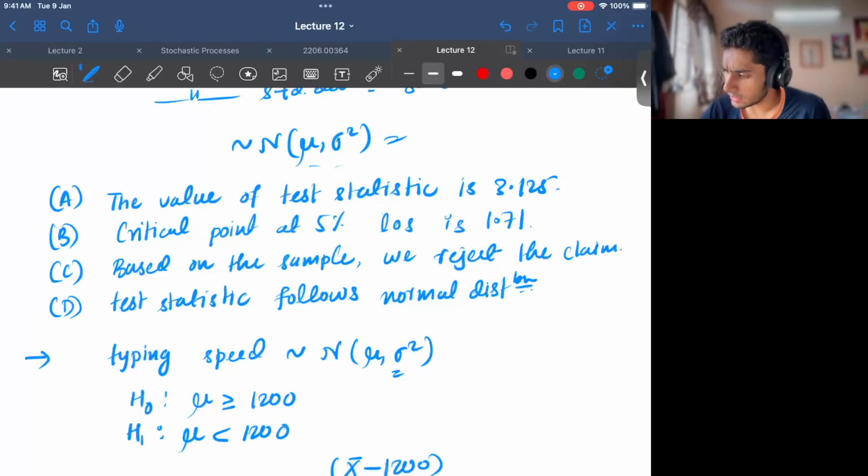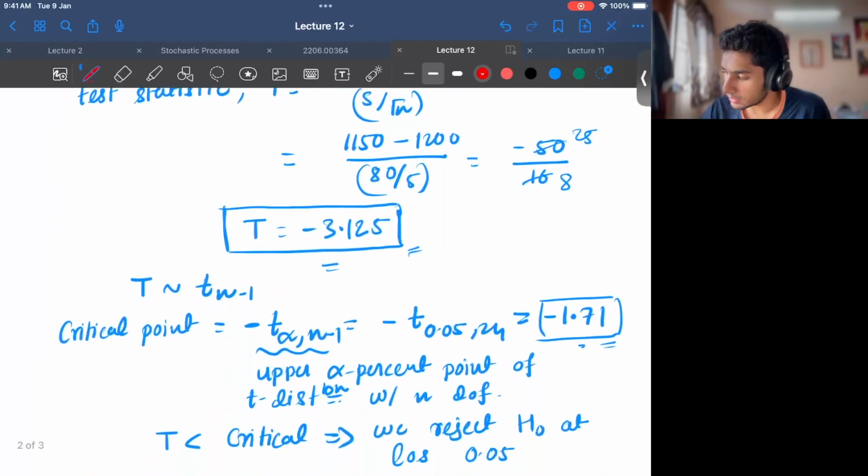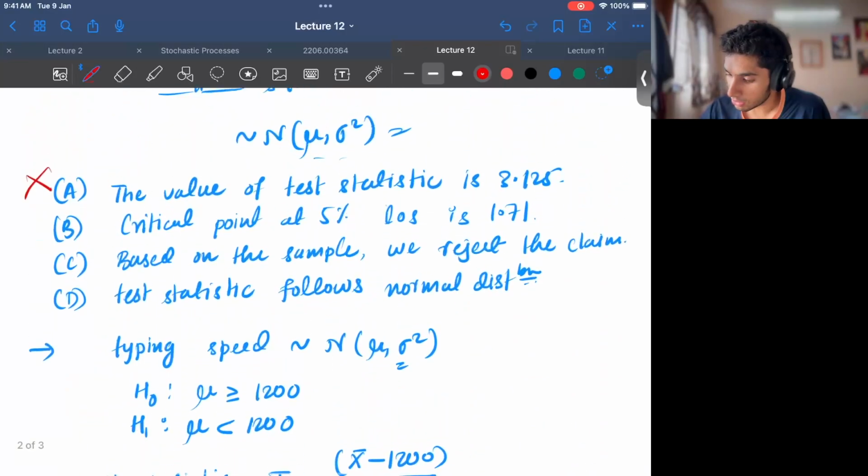The value of test statistic is minus 3.125. It's not plus 3.125, so this is incorrect. Critical point at 5% level is 1.71. No, it's minus 1.7. So remember, you need to remember the sign as well, right?